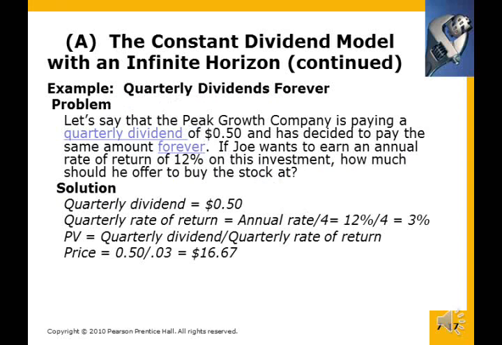We will take an example now to clarify the model. Let's say that Peak Growth Company is paying quarterly dividends of $0.5 and has decided to pay the same amount forever. If Joe wants to earn an annual rate of return of 12% on the investment, how much should he offer to buy the stock at?